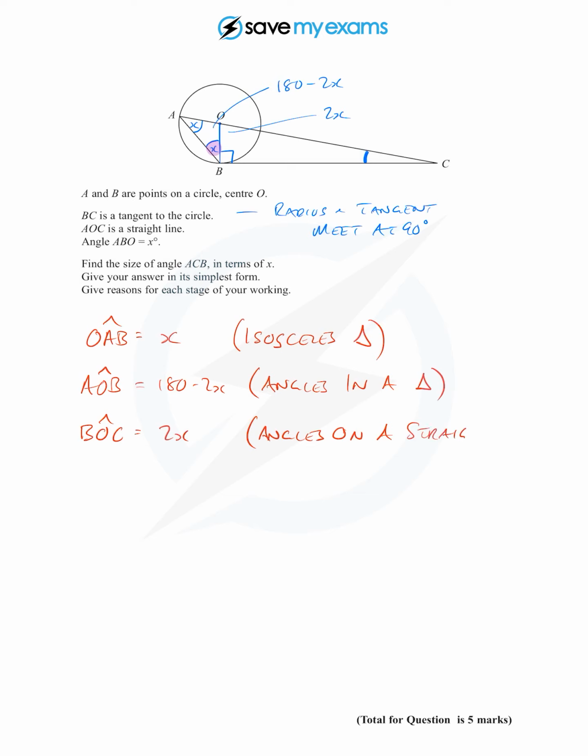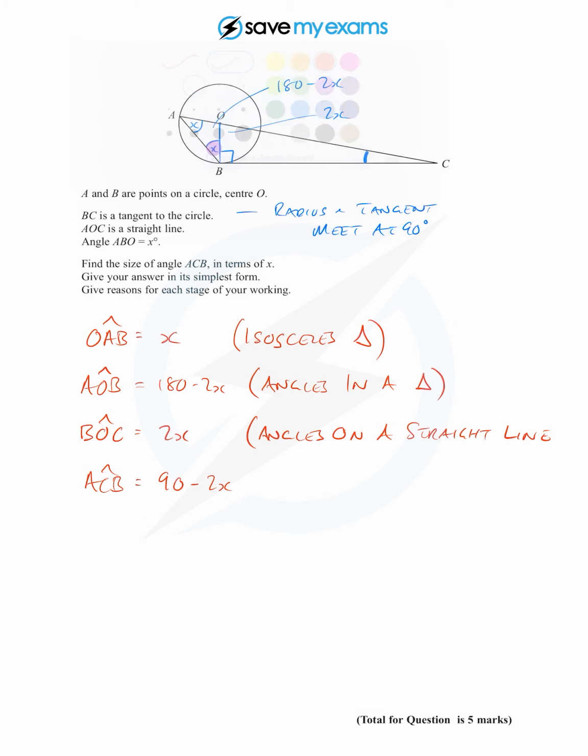And then, finally, I've now got two angles in this triangle here, OBC, and if I've got two angles in it, I can find the third angle, which is the one I want. So, BCO, which is what I want, or BCA, in fact, let's call it ACB, because that's what they call it. It's still all the same angle. It's that angle there. So ACB is, well, we know that OBC is a right angle, so the rest of it must just be 90 minus 2x.